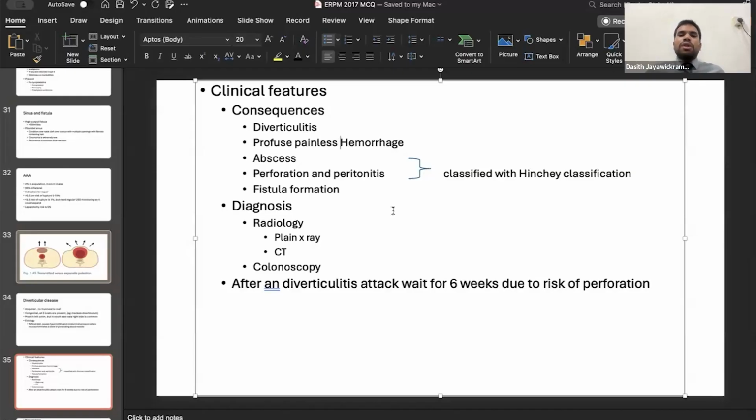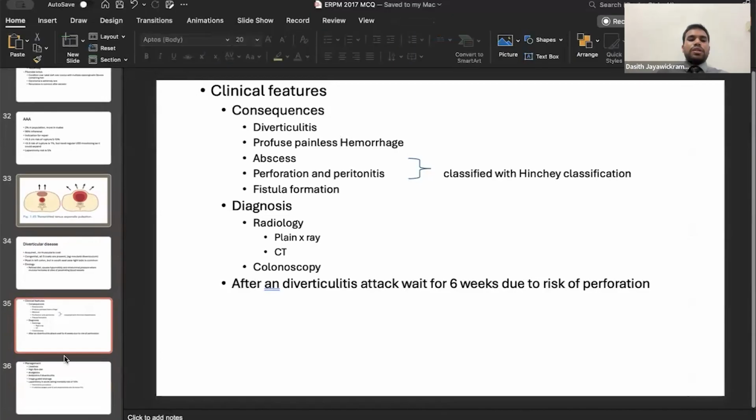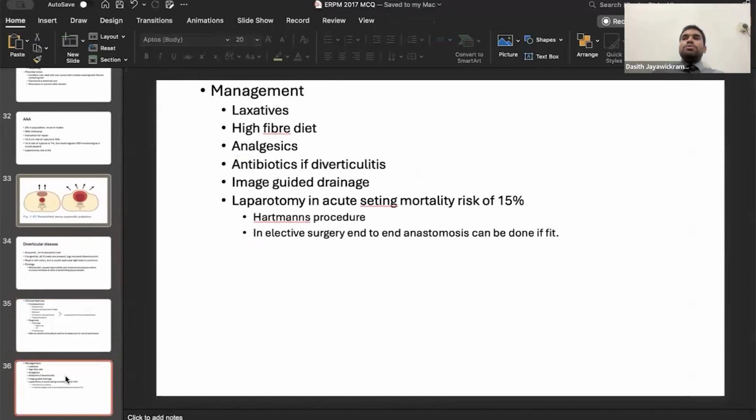Okay, and diagnosis can be done with a plain X-ray. Sometimes a plain X-ray won't show anything, and CT is the gold standard, and colonoscopy is also possible. But if there's an acute diverticulitis episode, we wait at least 6 weeks following the episode for colonoscopy, because there's a high risk of perforation. Okay. And the management. When you talk about the management, the hallmark is laxatives, high fiber diets and analgesics.